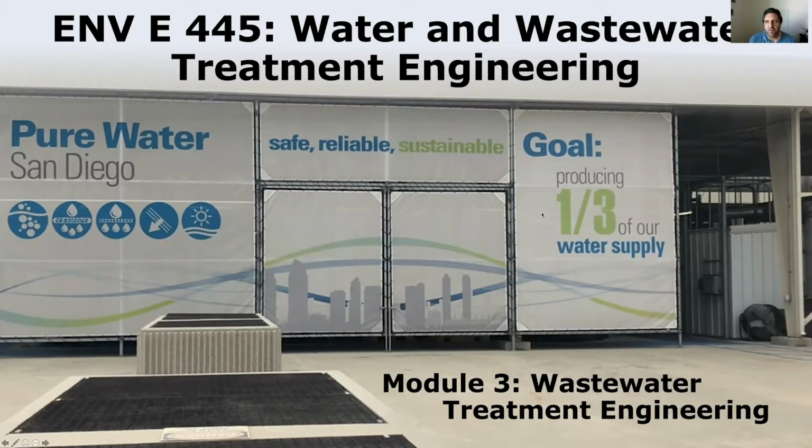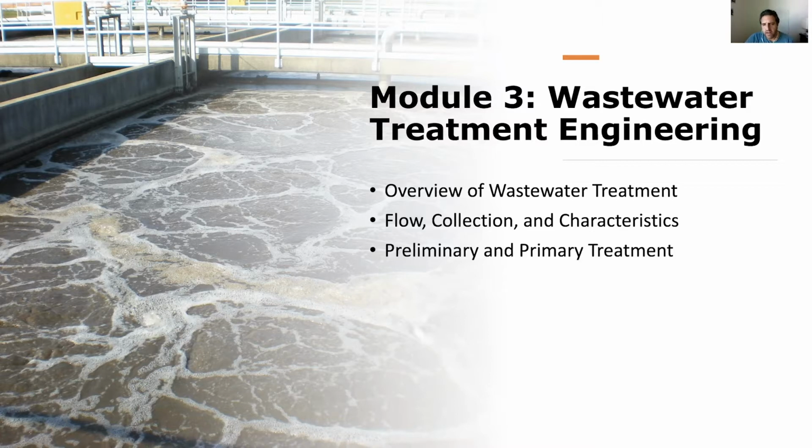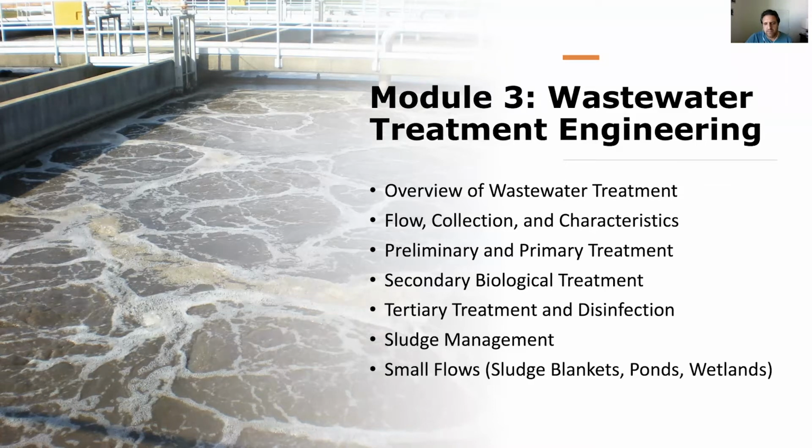This is ENVE 445, Water and Wastewater Treatment Engineering. Module 3, Wastewater Treatment Engineering. In this module, we're going to get an overview of wastewater treatment. We're going to learn about wastewater flows, collection, and characteristics, preliminary and primary treatment, secondary biological treatment, tertiary treatment and disinfection, sludge management, and small flow systems.